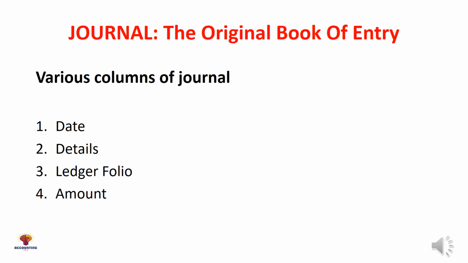Number 4, amount. The debit amount is written in the first amount column against the name of account debited, and the credit amount is in the second amount column against the name of account credited.